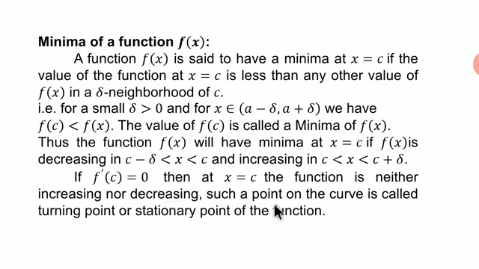Such a function or such a point on the curve is called turning point or stationary point of the function. आणि त्यावेळेला तो जो पॉइंट आहे x is equal to c त्याला काय म्हणतात तर टर्निंग पॉइंट किंवा स्टेशनरी पॉइंट फंक्शनचा. Now the first derivative test.